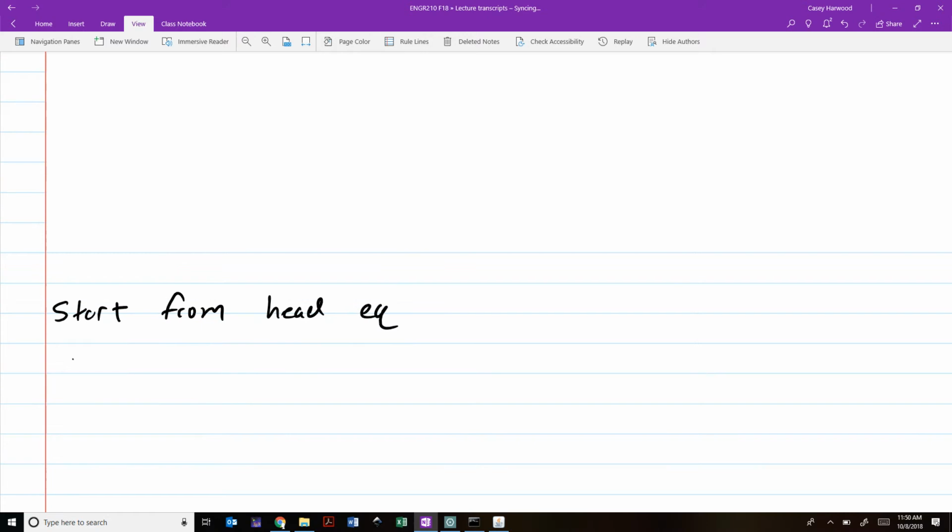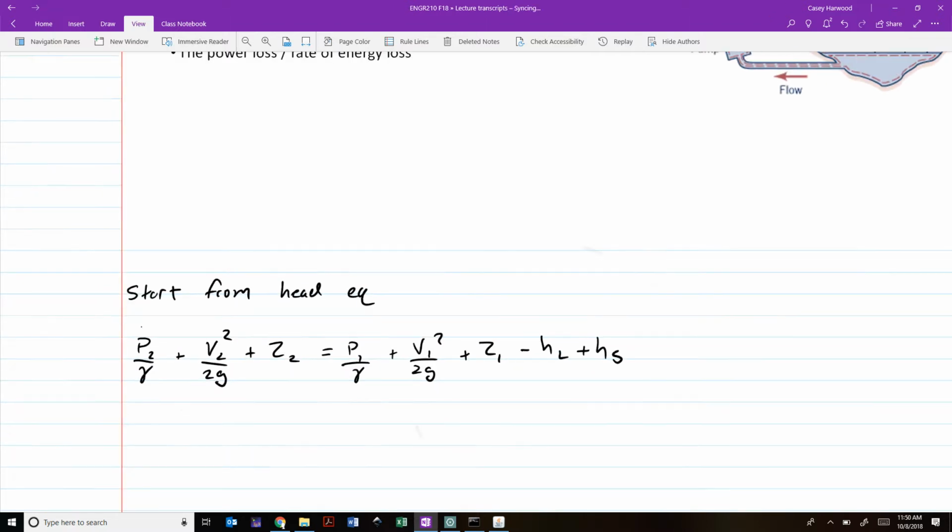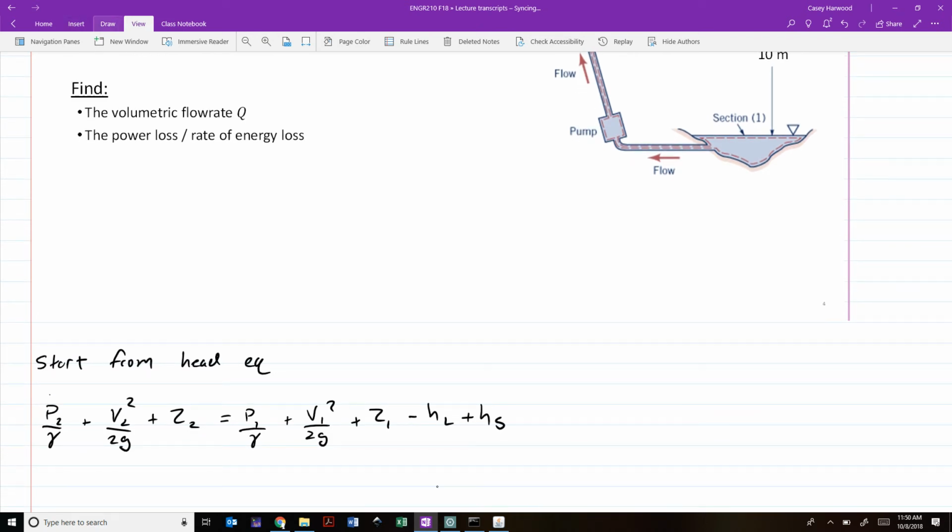There we go. P2 over gamma plus V2 squared over 2G plus Z2 is equal to P1 over gamma plus V1 squared over 2G plus Z1 minus HL plus HS. All right, so looking at this problem, what terms can we immediately get rid of?